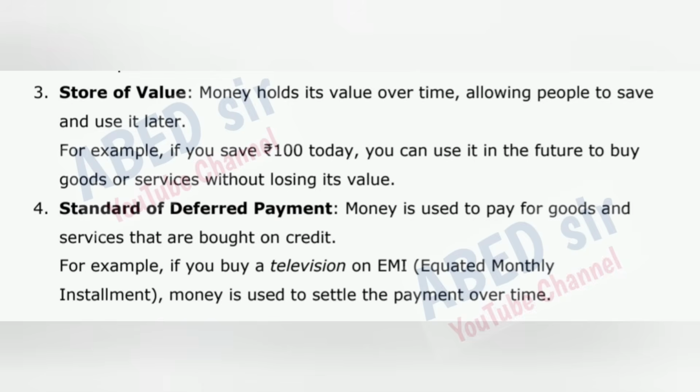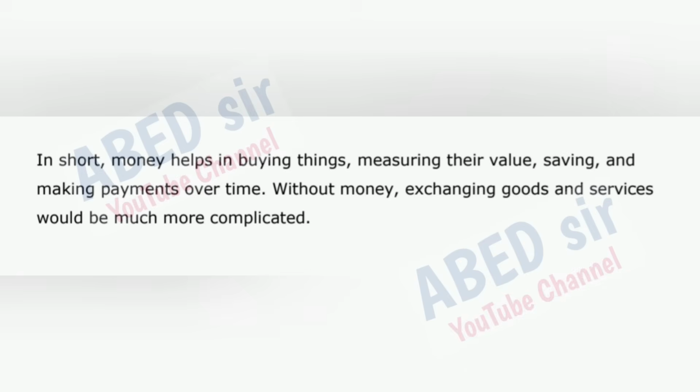without losing its value. 4. Standard of deferred payment. Money is used to pay for goods and services that are bought on credit. For example, if you buy a television on EMI, equated monthly installment, money is used to settle the payment over time. In short, money helps in buying things, measuring their value, saving, and making payments over time. Without money, exchanging goods and services would be much more complicated.